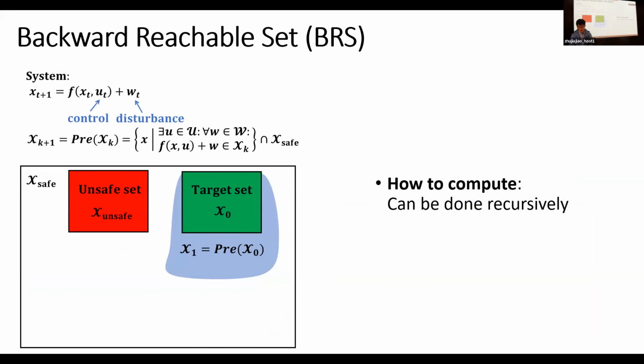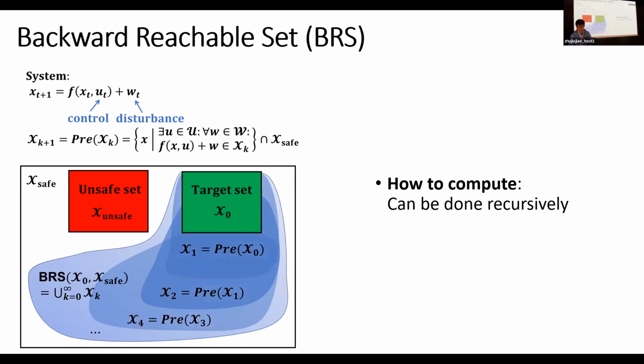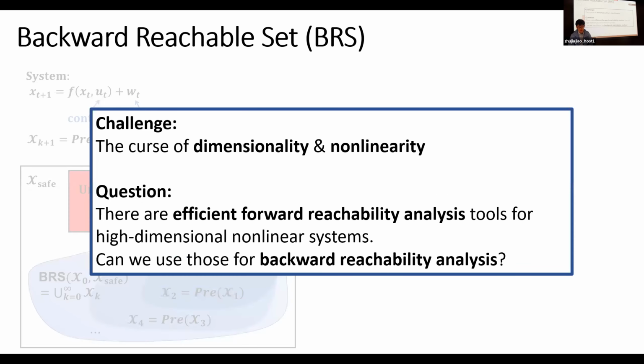So how do I compute it? In theory, you can compute it using this pre-operator recursively. So this operator gives you the set of states from where you have a control input, so that for all disturbance, you're guaranteed to go to the target in one step. Then you can do this recursively, and in the end, the overall backward reachable set is just the union of all of them. But in practice, if you want to do this computation, it might be challenging due to the curse of dimensionality and nonlinearity.